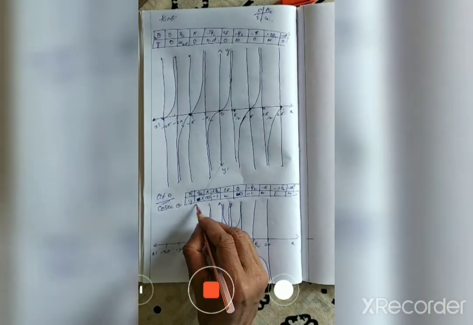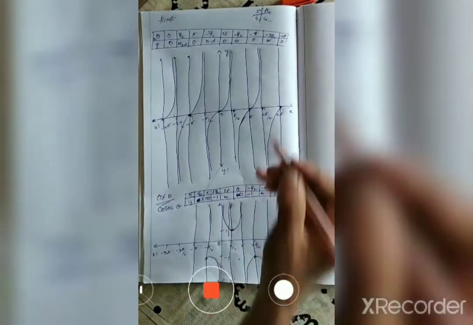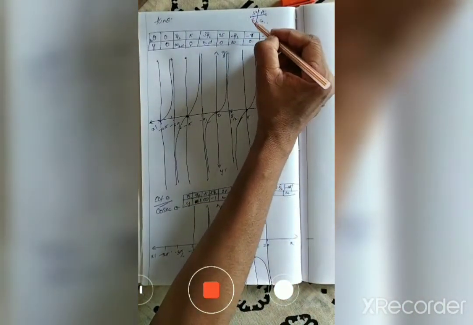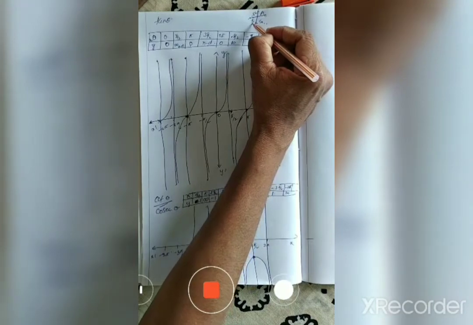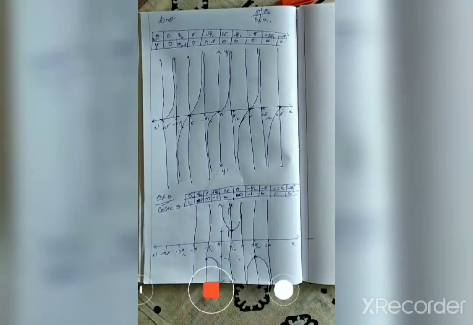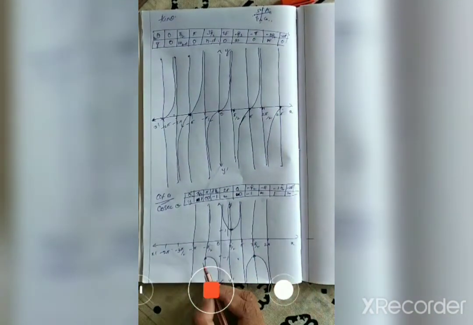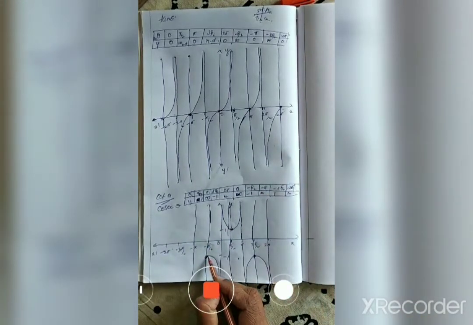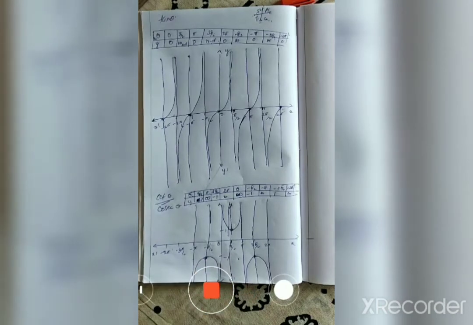Next quadrant, minus pi by 2 to pi. Here tan is positive and cot is positive, so cosecant is negative. It takes negative values only, from where to where? Cosecant minus pi by 2 is -1, cosecant minus pi is not defined, so from -1 to minus infinity like this.